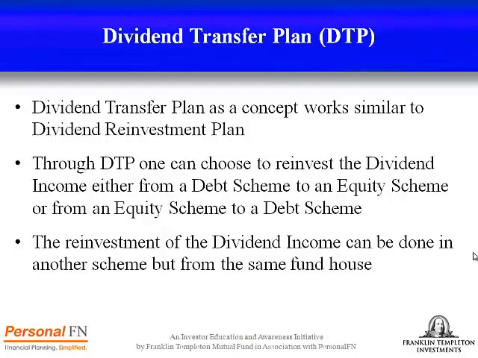So through DTP, the reinvestment of dividend income can be done in another scheme but from the same fund house. Unlike dividend reinvestment, where the dividend amount gets reinvested in the same scheme, through DTP, the investor can instruct the fund house to reinvest the dividend amount in another scheme of his choice as and when declared.